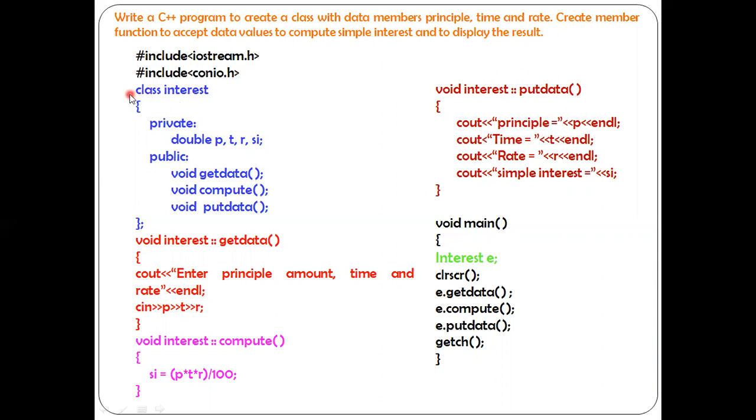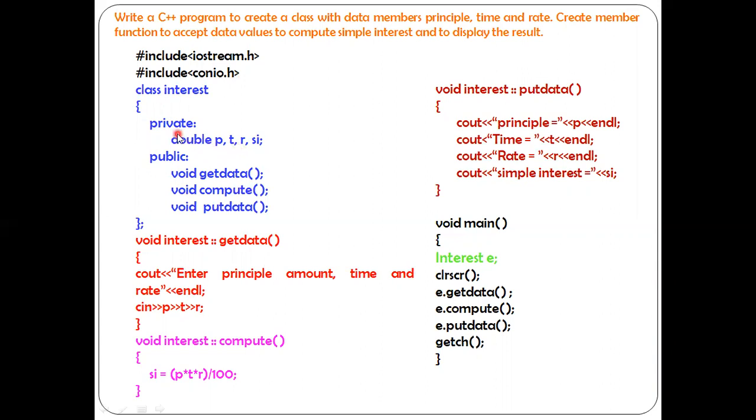Now this is marked with the blue color. This is the class declaration. A class is a user defined data type which can hold both data and as well as member functions. Have a look at this. Class is a keyword. What is the name of class? Interest. Interest is a class name. The next line, open flower bracket. I have declared some 4 data members.